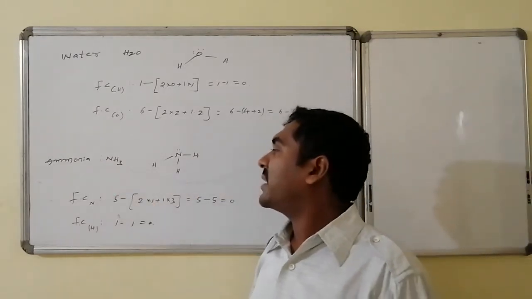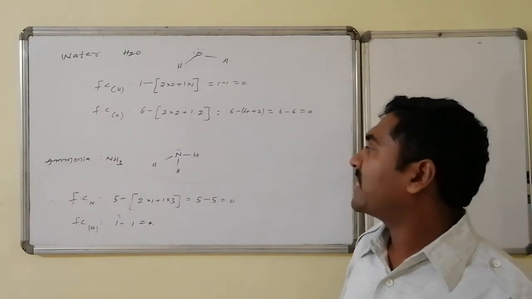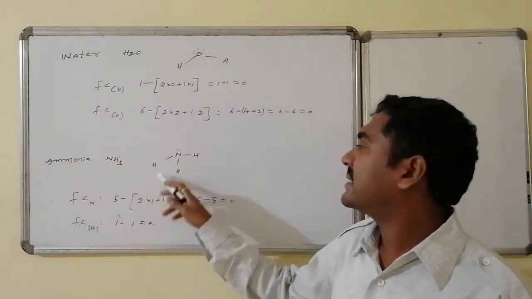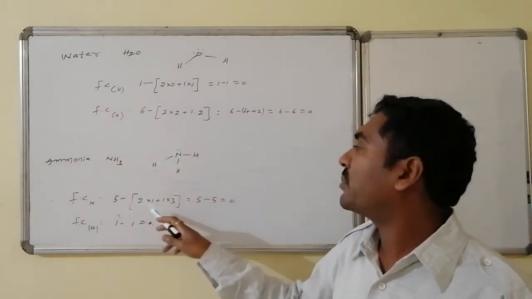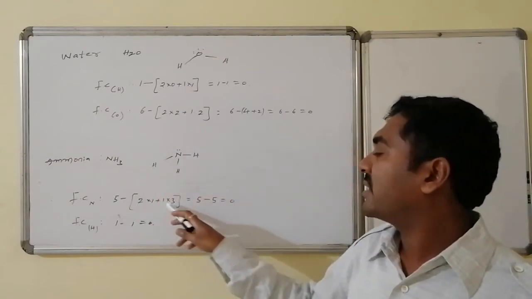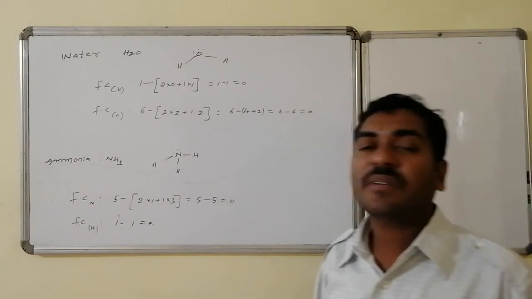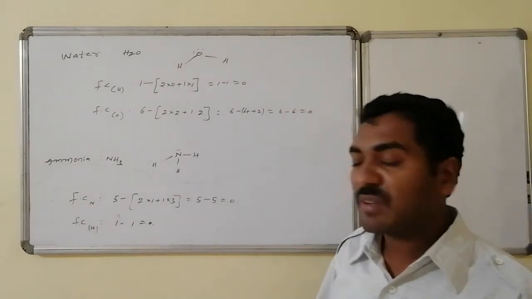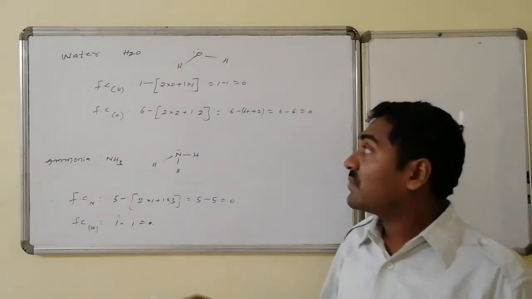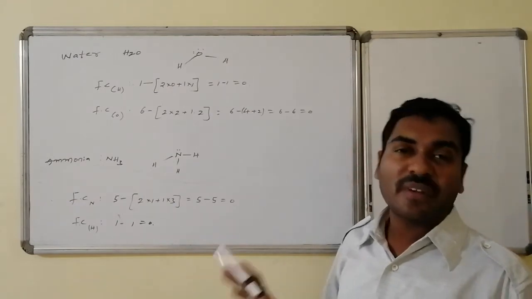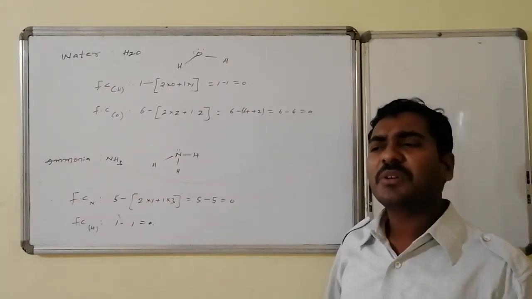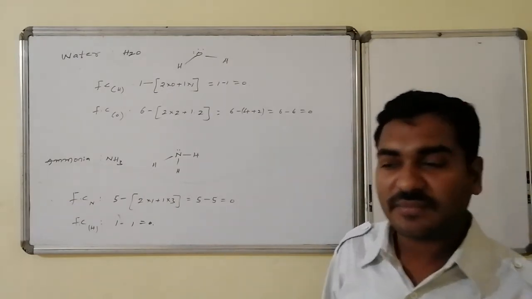Similarly, in the case of ammonia, the formal charge of nitrogen can be given by 5, the group number, minus, here how many lone pairs are there? 1 lone pair, and the bond pairs are 3, 1 into 3, total 5 minus 5 is equal to 0. Similarly, in the case of hydrogen of ammonia, 1 minus 1 becomes 0. Hence the formal charge of all the atoms of elements in water and ammonia are 0, and the total molecule is also neutral.